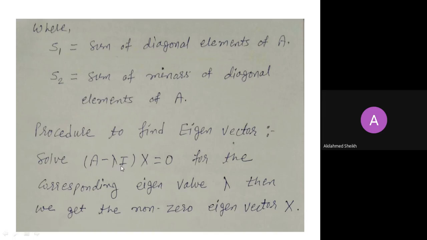Next here, procedure to find eigenvectors. Solve A minus lambda I into X equal to 0 for the corresponding eigenvalue lambda. Then we get the non-zero eigenvector X. Means for every eigenvalue we solve this equation, we will get the corresponding eigenvector X, which will be non-zero.